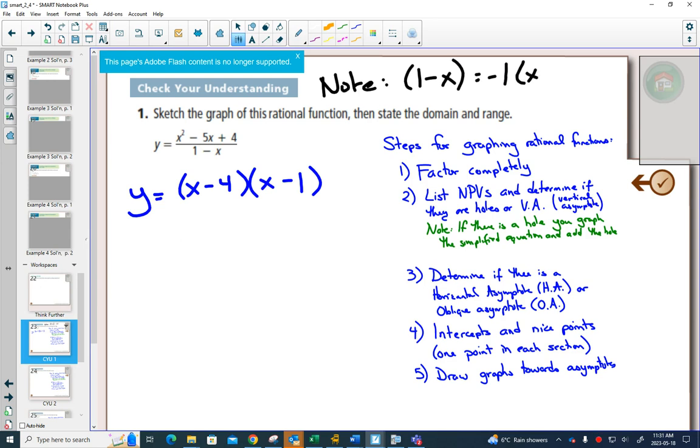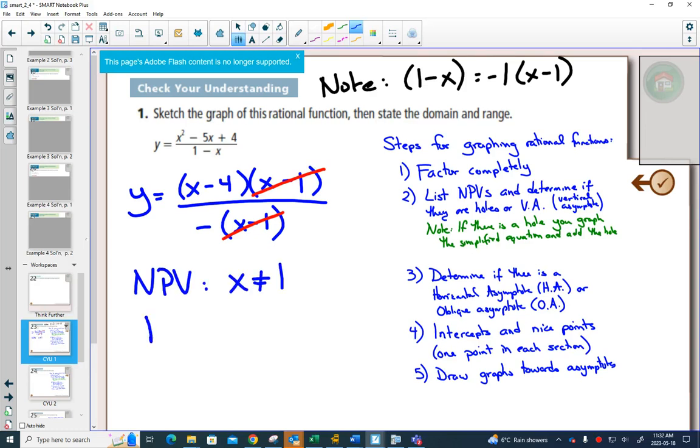Remember, you can always factor a negative out of something. And that's going to be important here, because if I don't factor the negative out, then no factors match up. But if I factor the negative out, then my x minus 1 occurs on the top and on the bottom. It's my non-permissible value. X can't equal 1, but because it cancels out, we have a hole at 1 comma something.